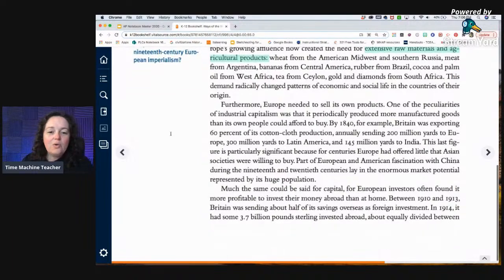Okay, so there was a demand, and also they're selling their products. Let's go down to this next paragraph. Much the same could be said for capital. For European investors often found it more profitable to invest their money abroad than at home. So make a little note that Europeans were investing money abroad in other countries.